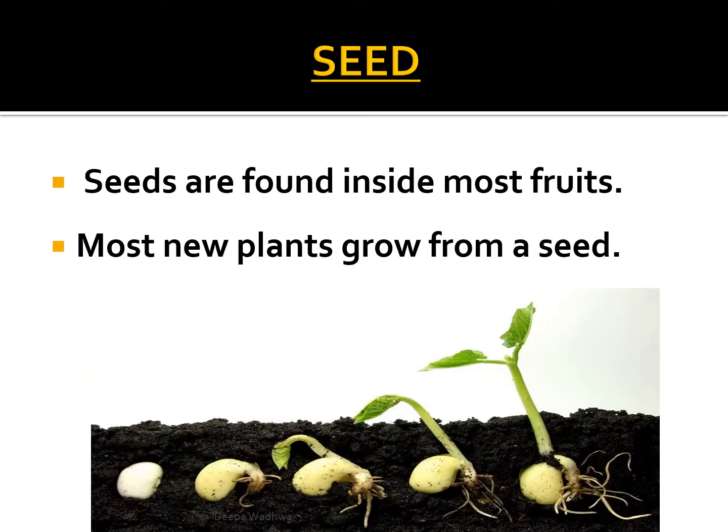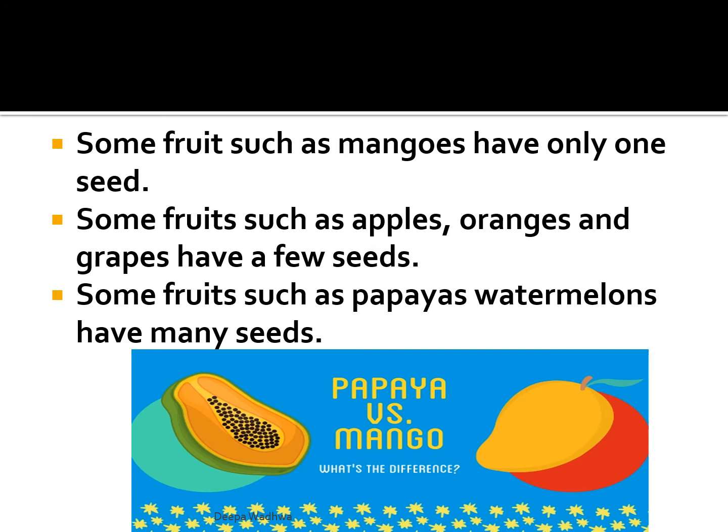Most new plants grow from a seed. And where do you find seeds? Seeds are found inside most fruits. Different fruits have different number of seeds. Some fruits like mangoes have only one seed. However, apples and oranges have two or more seeds. Some fruits such as papayas, watermelons have many seeds.